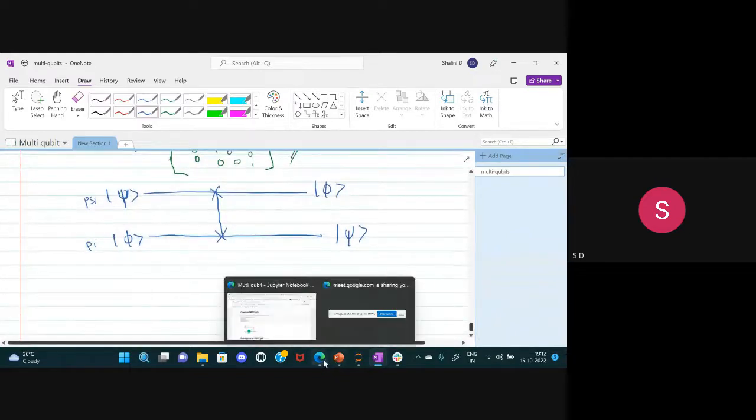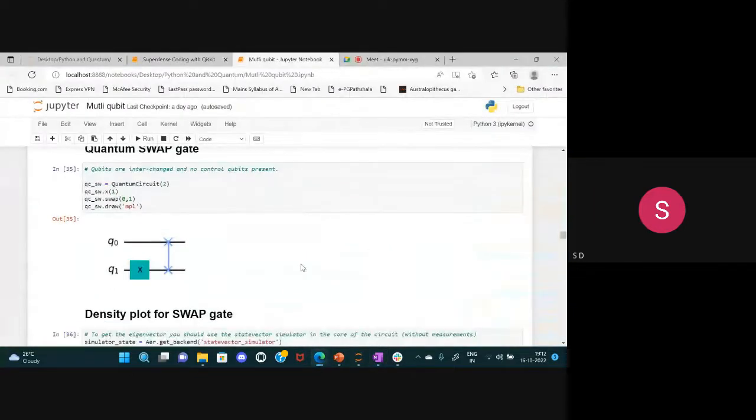Now we can quickly move on to the Jupyter notebook.